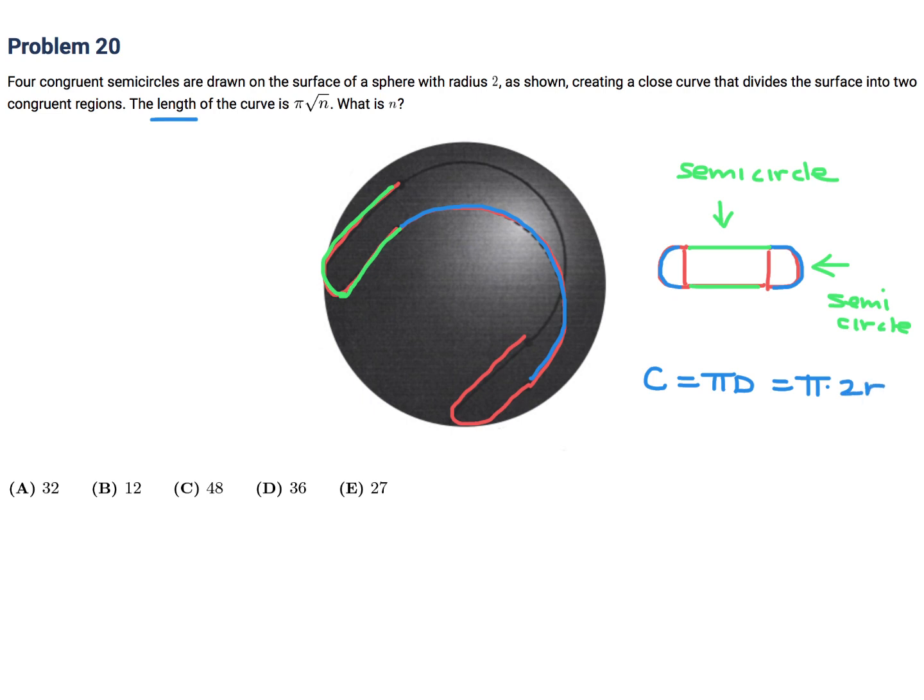So this looks to me like 2 circles because it's 4 semicircles. So really what we're looking for is 2 of these guys. So 2 times pi times 2r. So 4 pi r. Yeah, I believe that's right. 4 pi r. Now we just have to figure out r. Okay, I got it. Okay, so how do I figure out r?